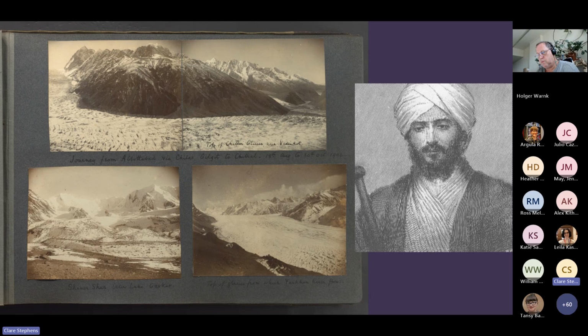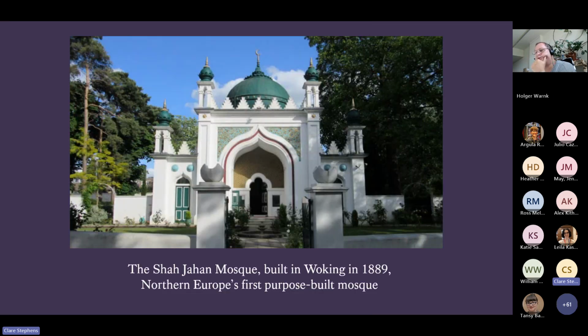His vision was to have a university which included a synagogue, a mosque, and a church. And in 1889, the Shah Jahan Mosque was built in Woking, and that is Northern Europe's first purpose-built mosque. Now, it was intended for the students attending the Oriental Institute, and sadly, Gottlieb died before he could see the rest of his project come to fruition.